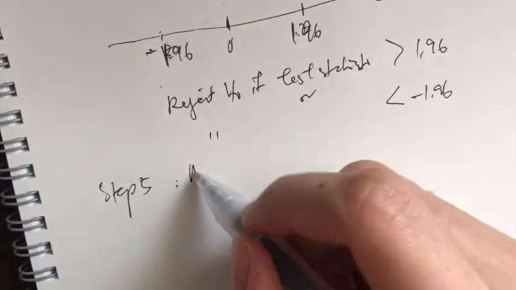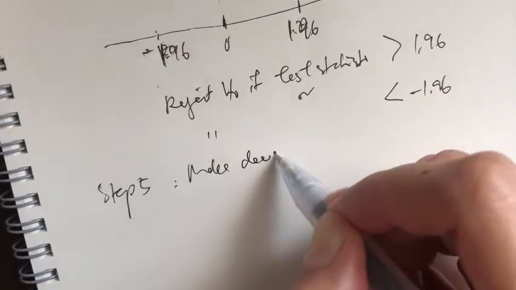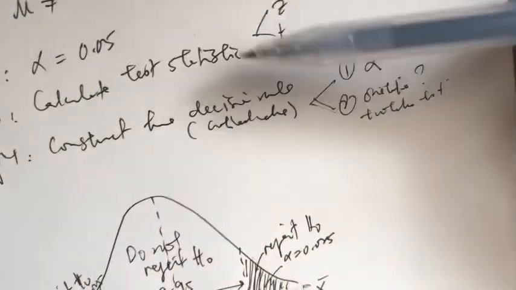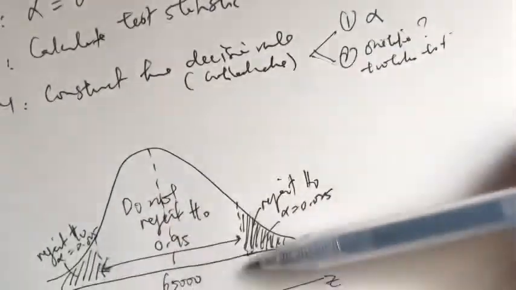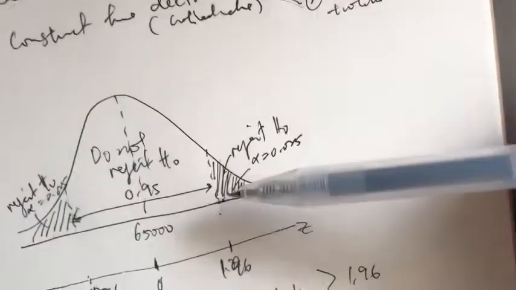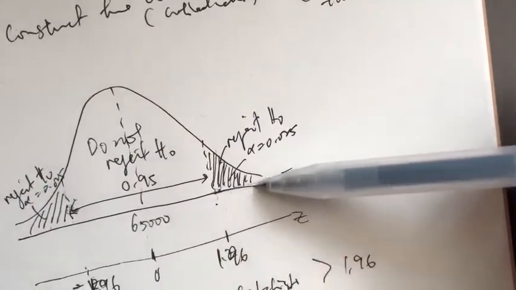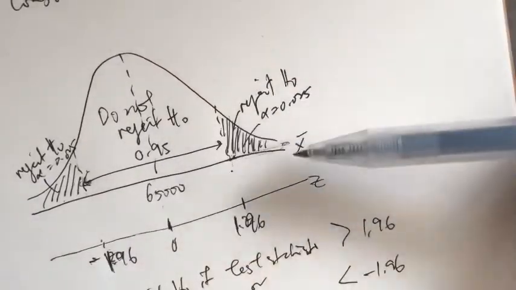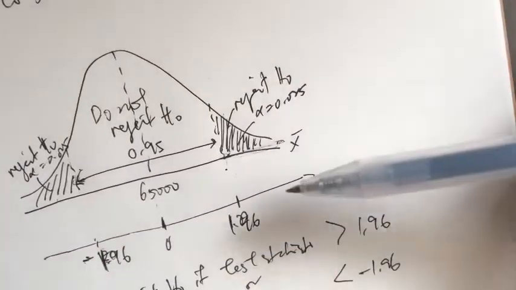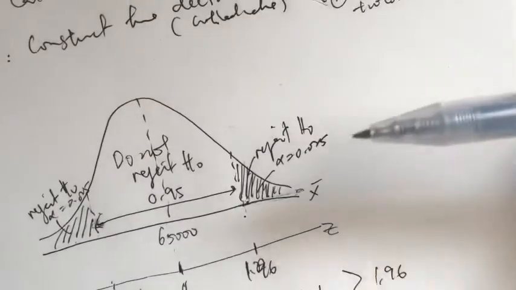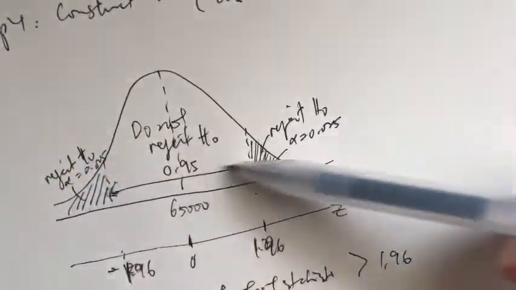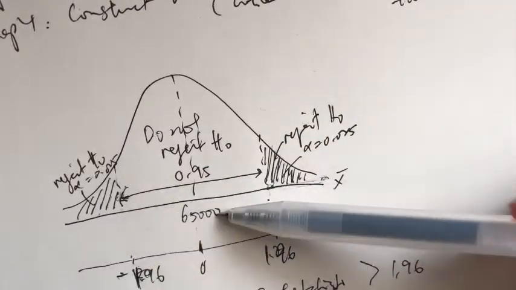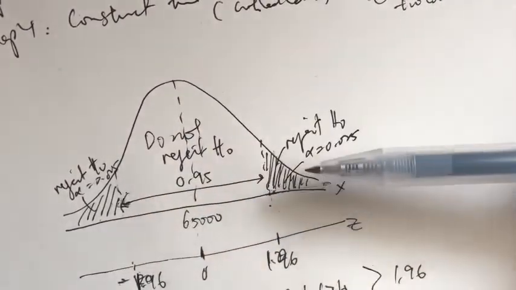Then step number 5, we make a decision, which depends on where our test statistic is in relation to our critical value. If the test statistic falls here, any part here or here, we say that since the test statistic falls in the rejection area, we reject the null hypothesis. But if your test statistic falls somewhere in the acceptance area, we say that since the test statistic falls in the acceptance area, we do not reject the null hypothesis.